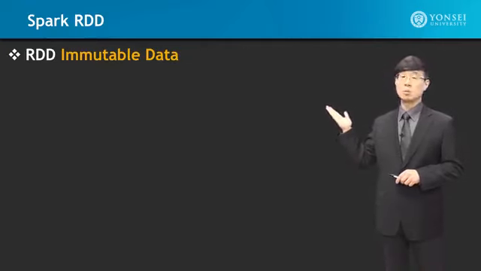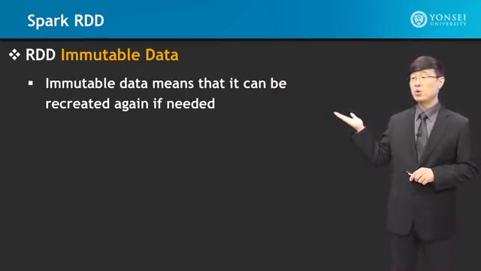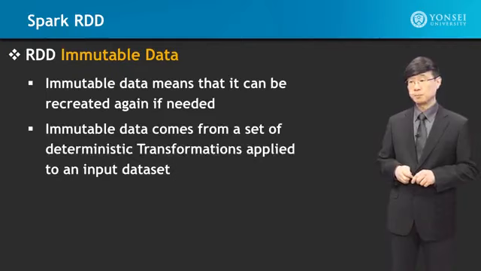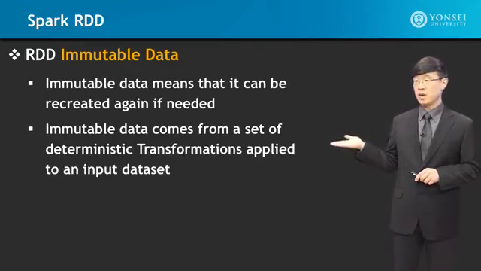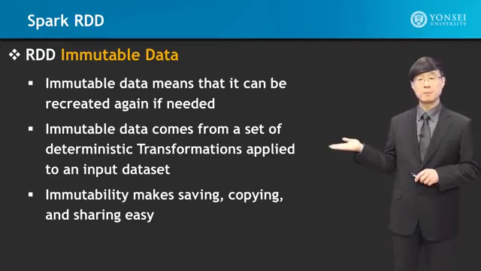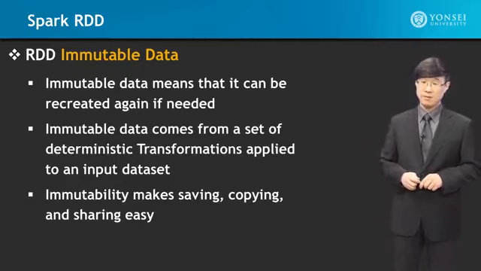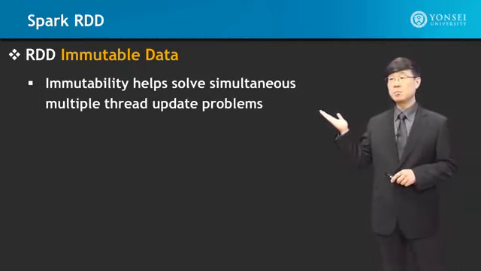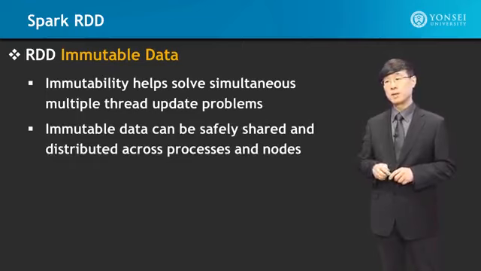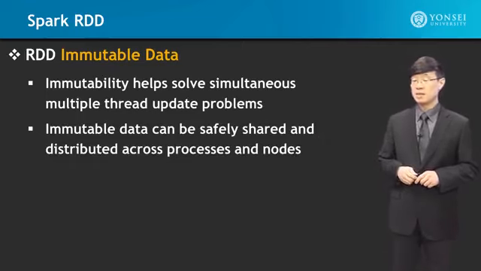The term immutable data means this. It means that it can be recreated again if it's needed. It comes from a set of deterministic transformations applied to an input data set. Therefore, immutability makes saving, copying, and sharing very easy and effective. Immutability helps solve simultaneous multi-thread update problems. In addition, it can be safely shared and distributed across processes and nodes.